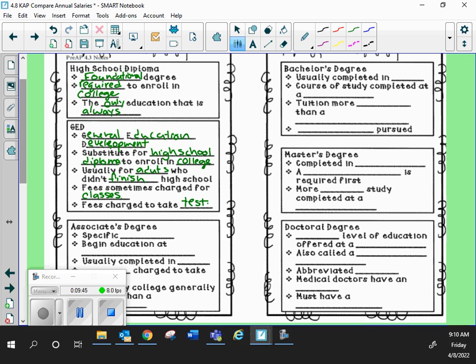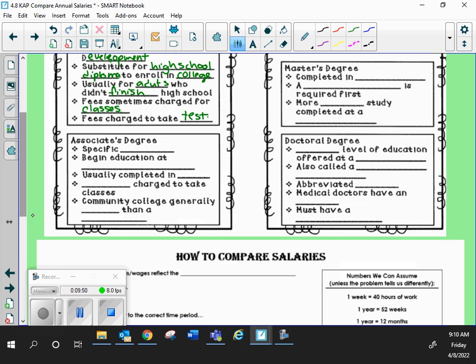So there are different levels of college. The first level we're going to talk about is your associate's degree. Associate's degrees are usually specific trainings. So this could be vocational school, it could be cosmetology school, but there are also other associate's degrees. There are lots of things that you only need an associate's degree for. Usually you begin education at a community college. So this is stuff like Lone Star College out here, Houston Community College, stuff like that.